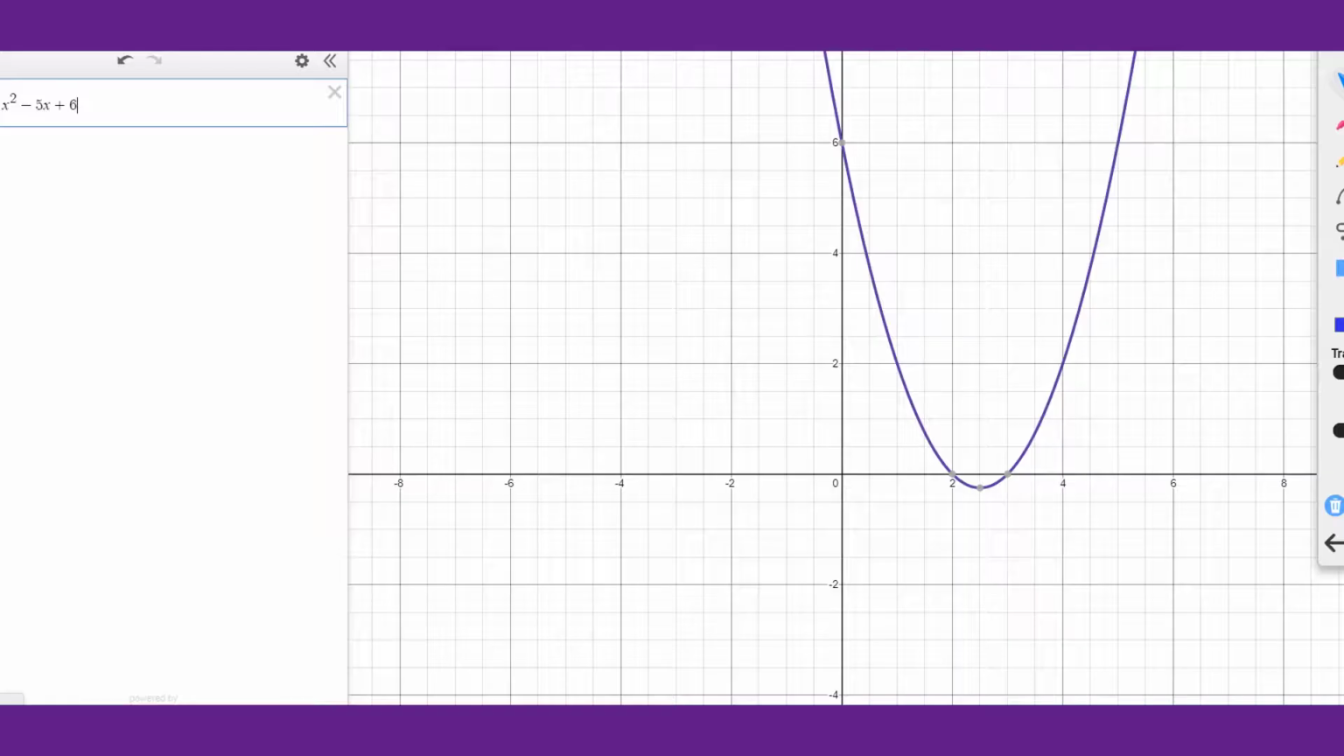So let's go and check that. We hit the x-axis at x equals 2, and we hit the x-axis at x equals 3. So that's how you can solve for those zeros and know where that parabola is going to intersect that x-axis.